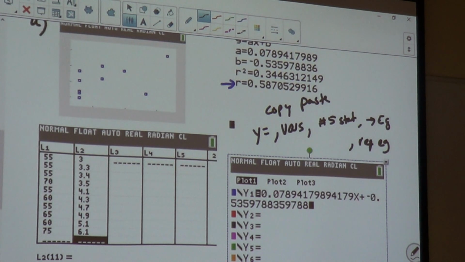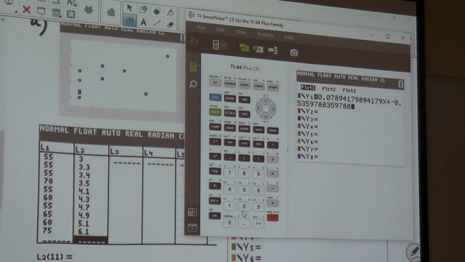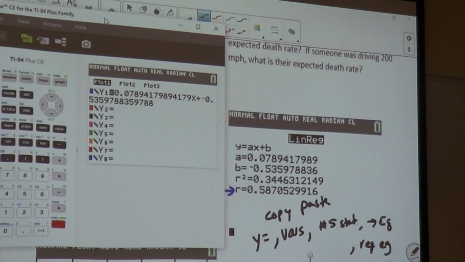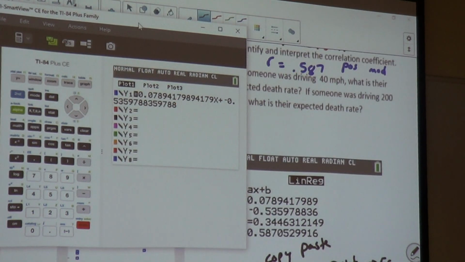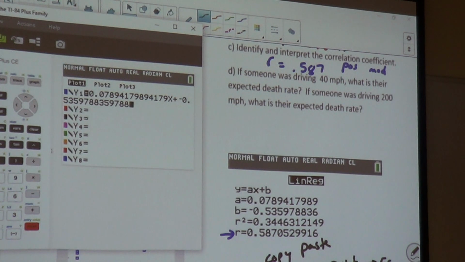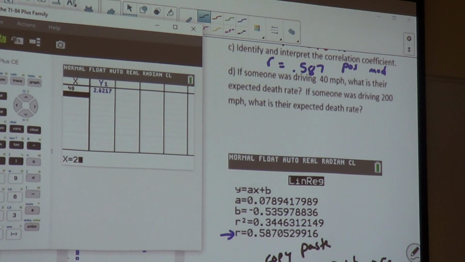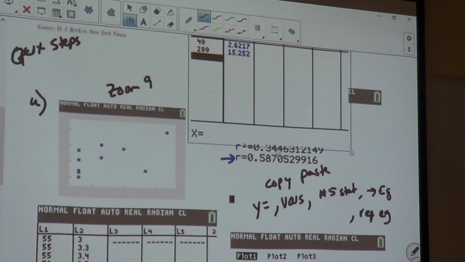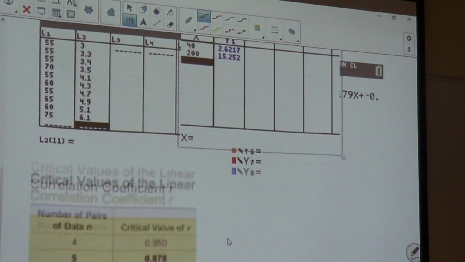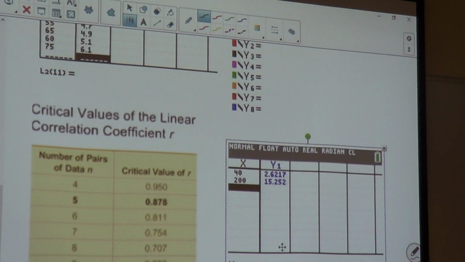And then after we suck it over, where do we go to plug in our number? Second graph. We go to our table. And what number am I plugging in? 40. And I'm also plugging in 200. So I'm plugging in 40, and this is my answer. And I'm plugging in 200, and that's my answer.